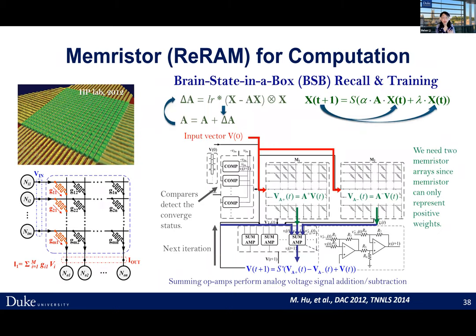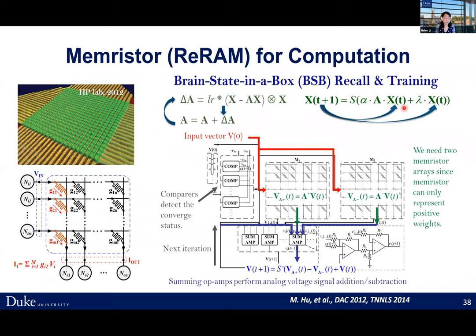In our group, we started working on this perhaps 10 years ago. Our first successful demonstration was based on the brain-state-in-a-box, or BSB, algorithm. The algorithm has, of course, a training part and a recall part. The recall is simple compared to other network designs.